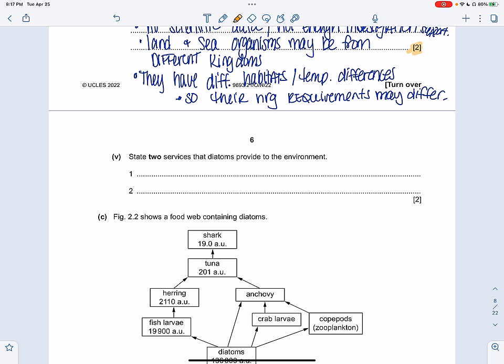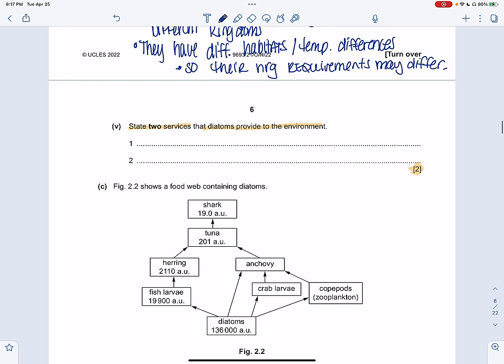State two services that diatoms provide the environment. Services is a weird way to say it, I feel like, but I just have experience with this question. They're talking about how diatoms are helpful. So they are producers. We could go with our old faithful: they provide climate control. Any plant can do climate control, even the sea grasses, and that's an economic benefit. They absorb CO2, so that mitigates the effects of global warming, and it also decreases the effects of ocean acidification, because CO2 makes carbonic acid when it dissolves in the ocean.